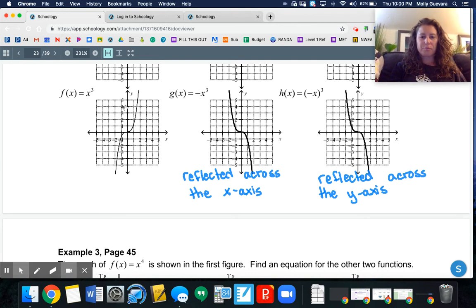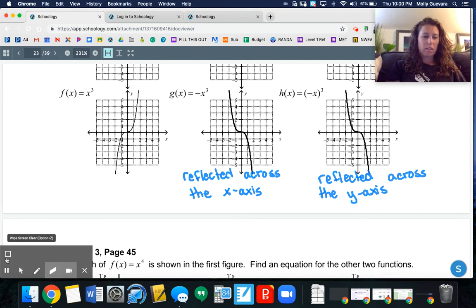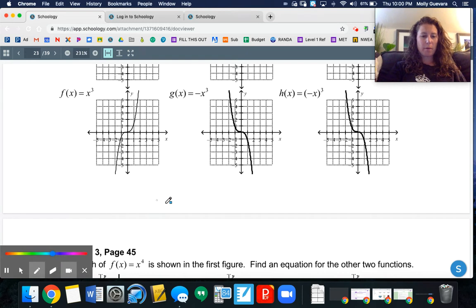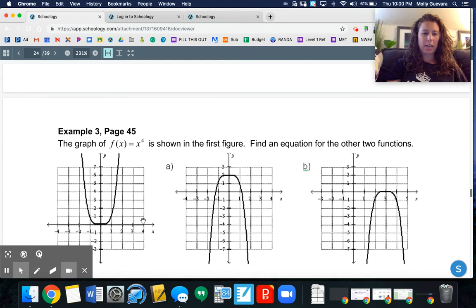So here we can see that h of x has been reflected over the y-axis from f of x. So if the negative is in front, you're reflecting over the x-axis. If the negative is inside the function, then you're reflecting it over the y-axis. So feeling good about that. We're going to do some practice.